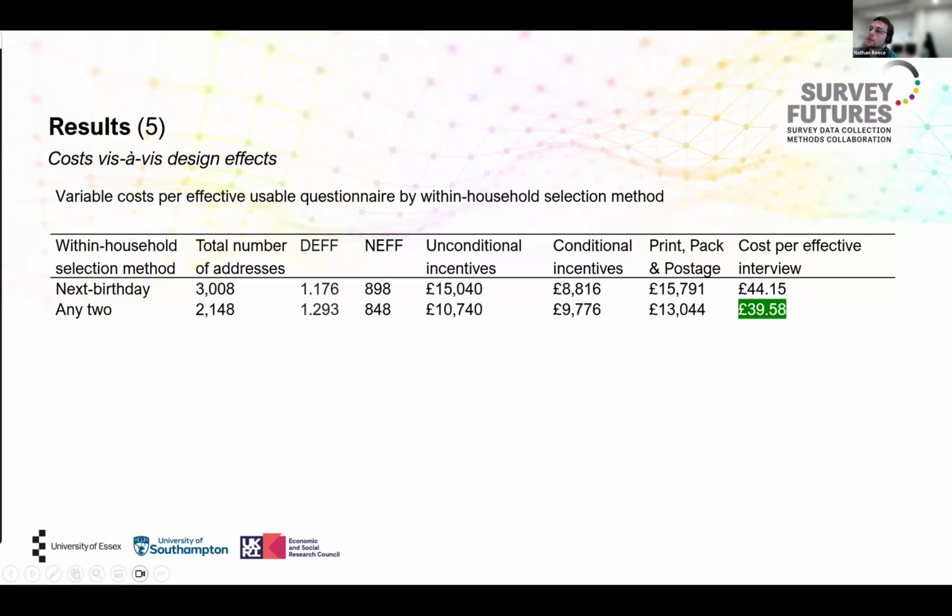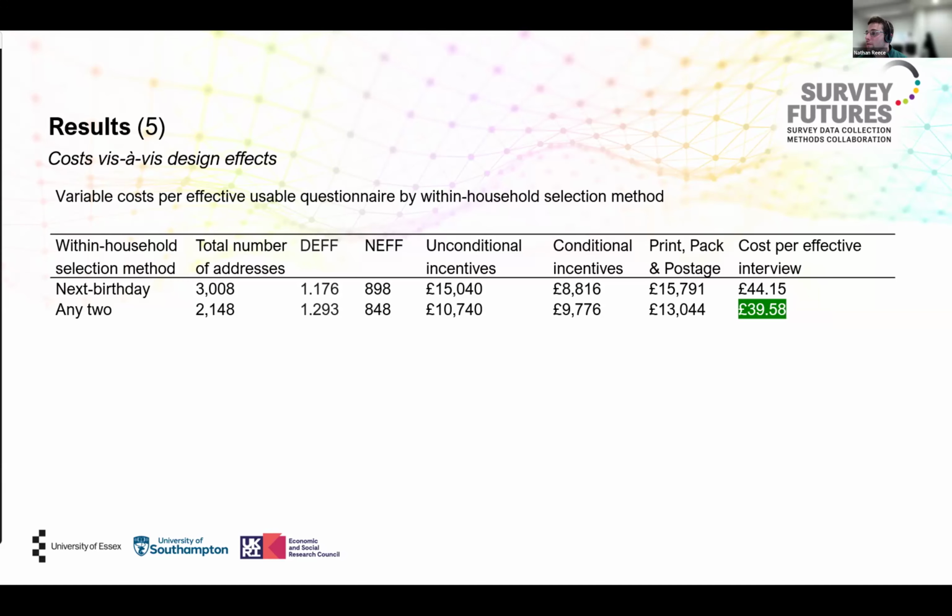Moving on to the results. So first, design effects and costs. We did find that the overall design effect was larger for NE2. This is because there was some clustering of attitudes within households, and that resulted in a higher net effective sample size for the next birthday method overall.